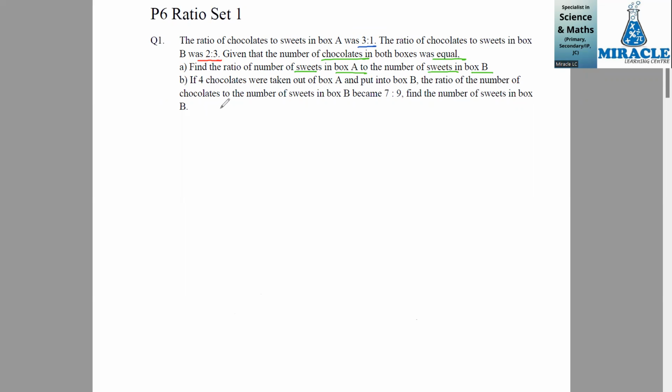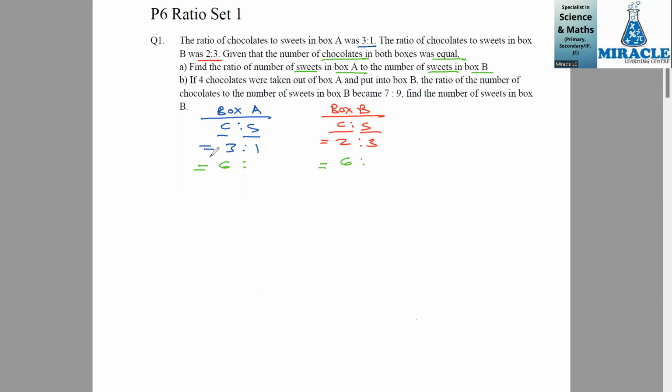So let's write out our ratios. For box A, we know that the ratio of chocolates to sweets is equal to 3:1. And for box B, we know that the ratio of chocolates to sweets is equal to 2:3. And the question states that the number of chocolates in both boxes was equal. So between 3 and 2, the lowest common multiple is 6.